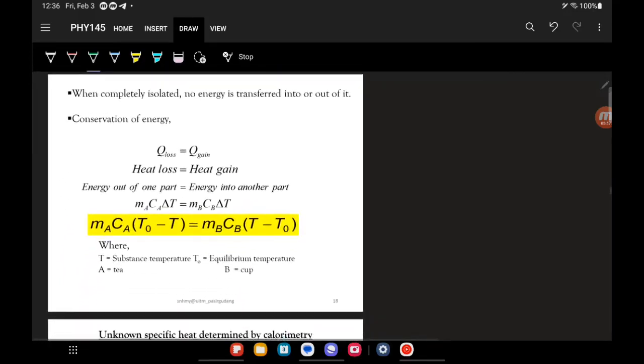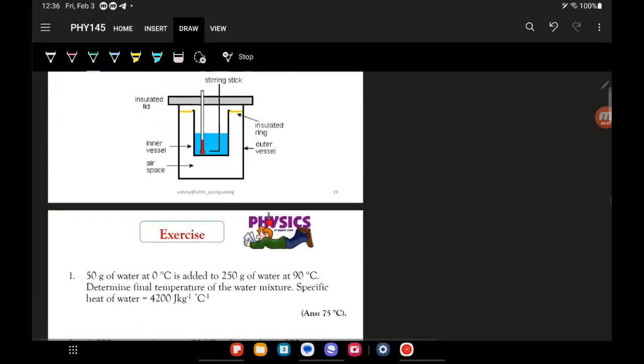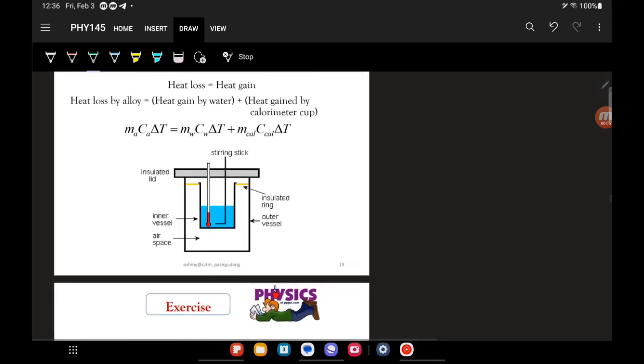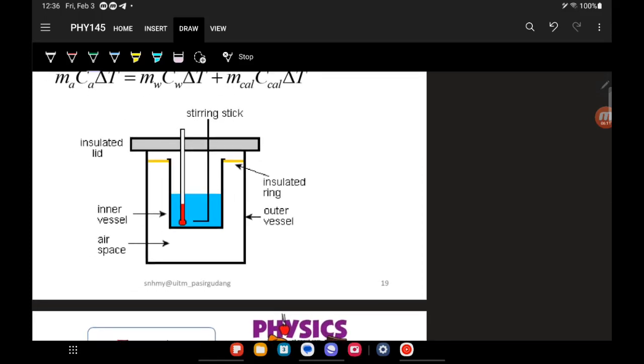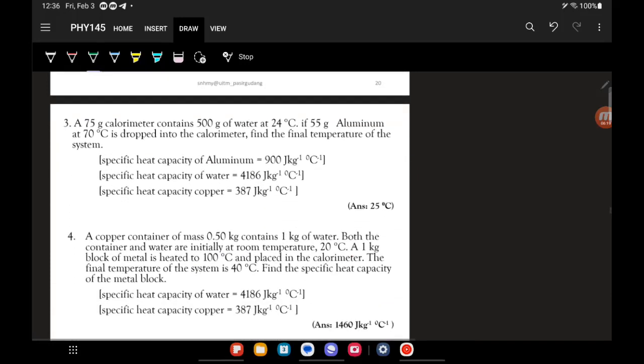Okay, so let's go to one example. Just now, all of them were just elaborated. Here we can consider this one as a calorimeter, but I think we can go to the example problem and see what it means.